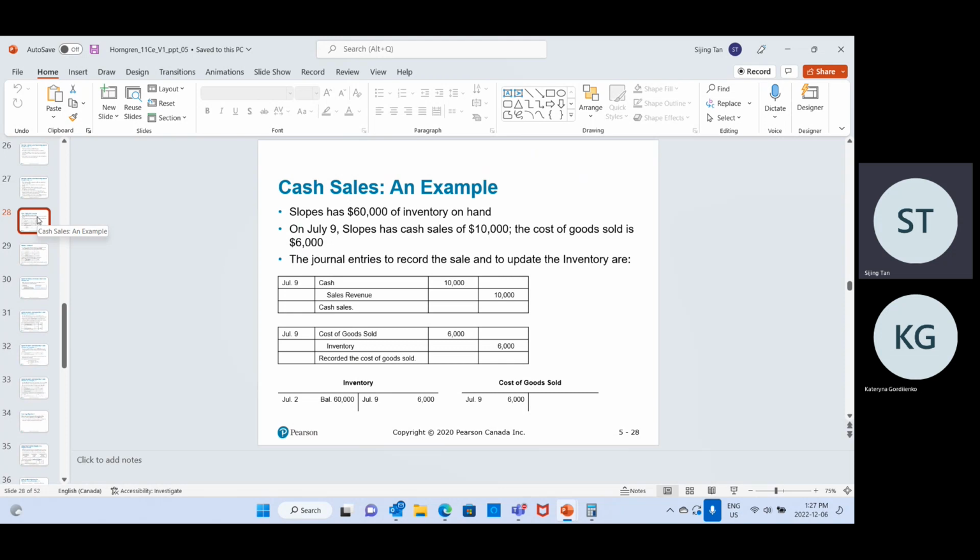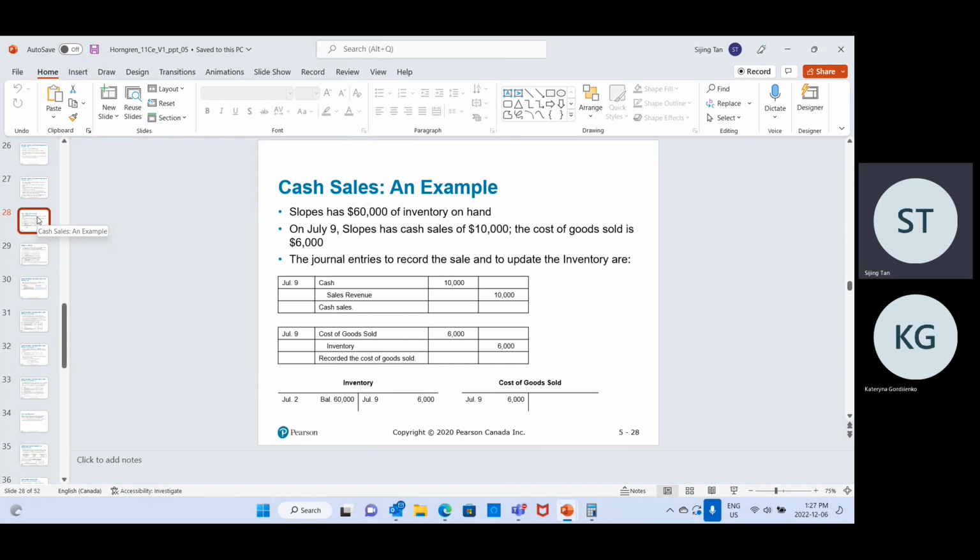Snopes has $60,000 of inventory on hand. On July the 9th, Snopes has a cash sale of $10,000. Cost of goods sold is $6,000. Journal entry to record the sales and to update inventory.